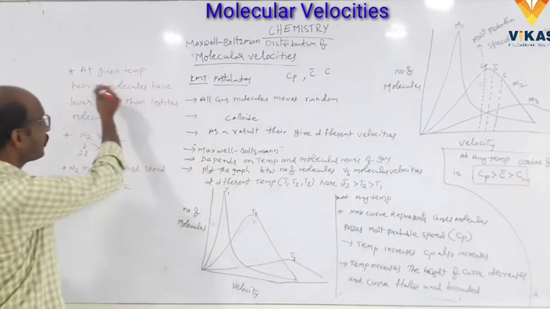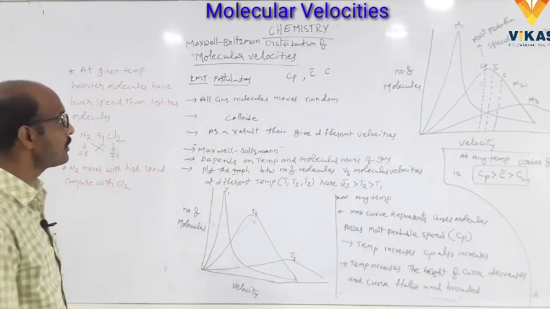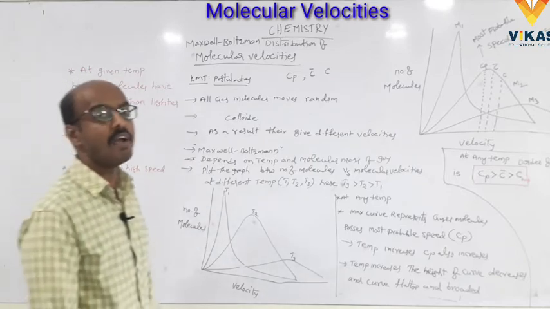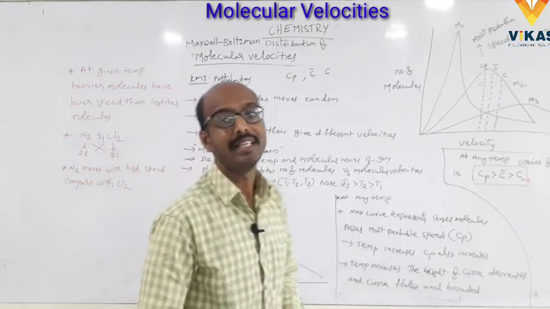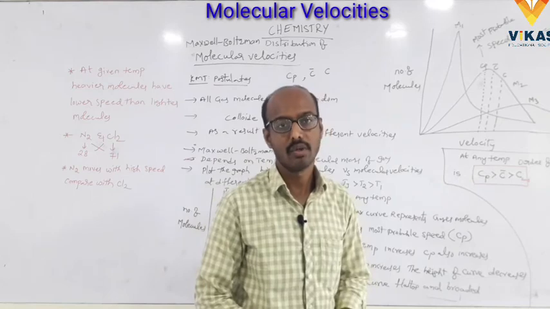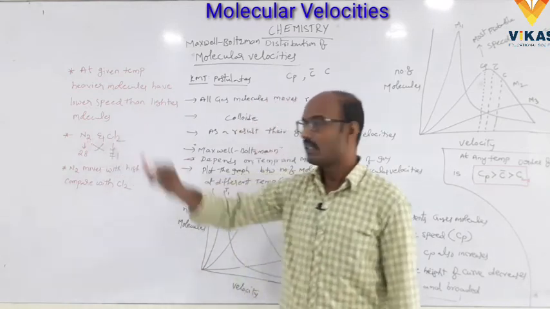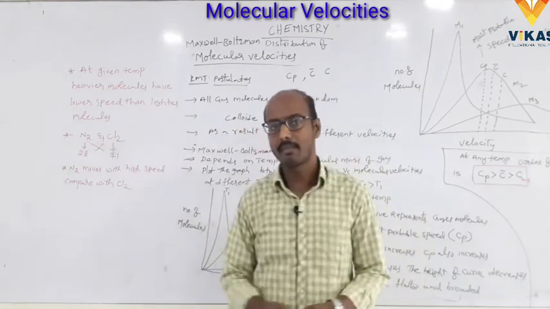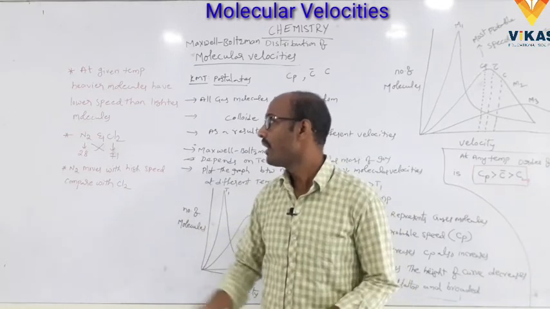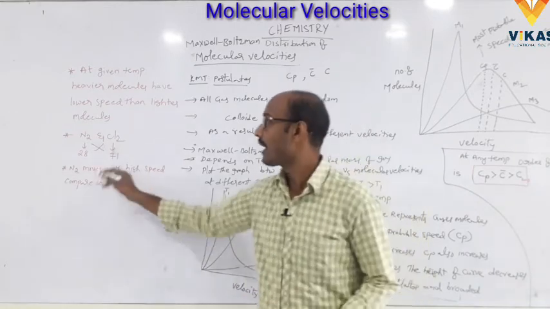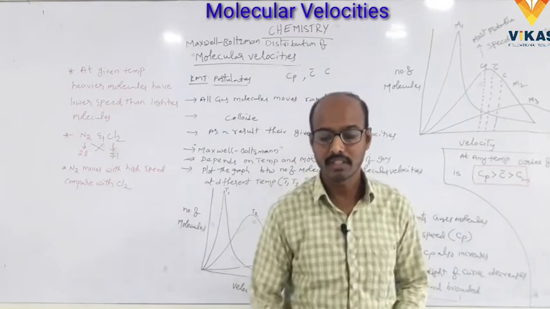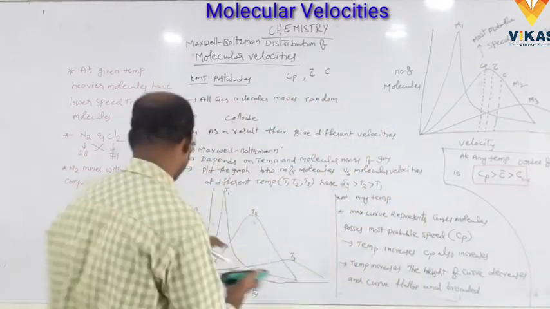And finally, one conclusion, the most important point in the Maxwell-Boltzmann distribution curves: at a given temperature, heavier molecules have lower speed than the lighter molecules. For example, we take N2 and Cl2. Here N2 has the lower molecular mass compared with Cl2. So N2 moves with higher speed compared with chlorine. Clear? This is the Maxwell-Boltzmann distribution curve.